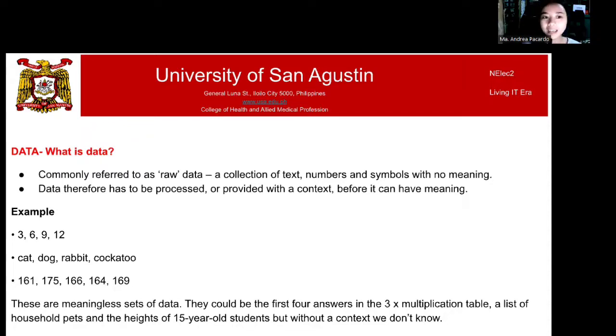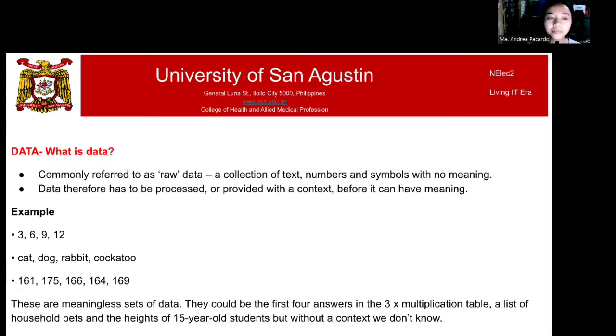So what is data? This is commonly referred to as raw data, which is a collection of text, numbers, and symbols with no meaning. It therefore has to be processed or provided with a context before it can have meaning. For example, I wrote here 3, 6, 9, and 12; cat, dog, rabbit, cockatoo; 161, 175, 166, 164, 169. These are all meaningless sets of data. They could be the first four answers in a 3 times multiplication table, a list of household pets, or heights of 15-year-old students. But without a context, we really do not know.